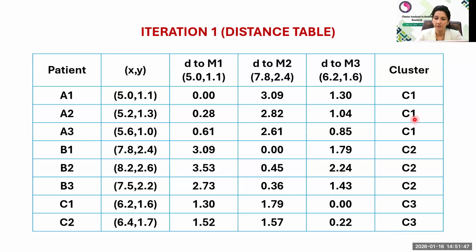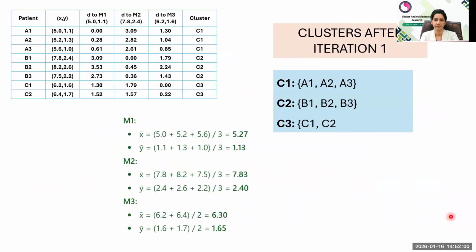So you have got 3 clusters. First cluster is of A1, A2 and A3. The second cluster is of 3 patients, B1, B2 and B3. And third is C1 and C2. Now again, what you do? This is the first iteration. Again, the way it was done in the previous example, a new centroid is calculated.